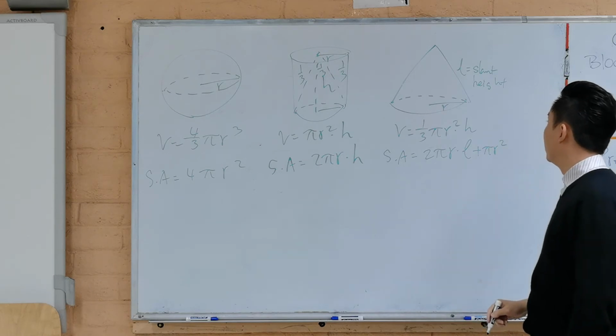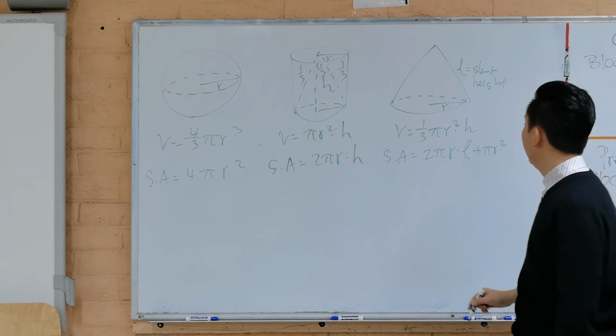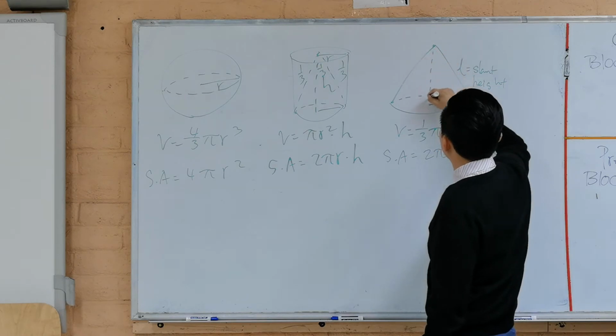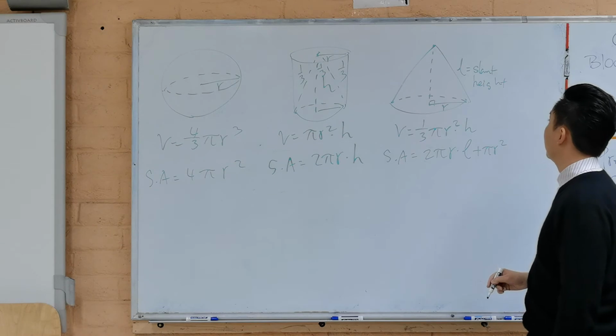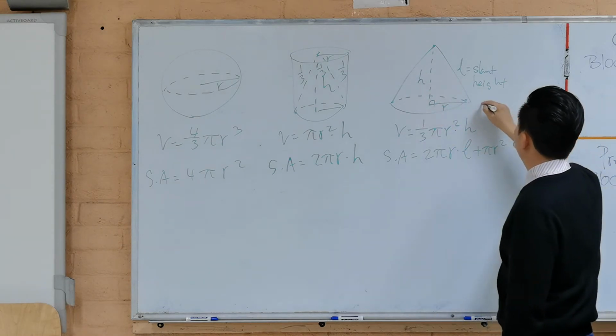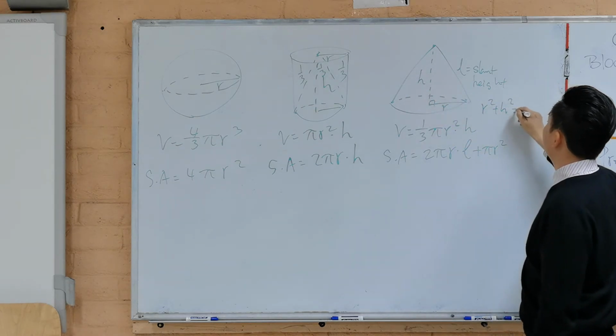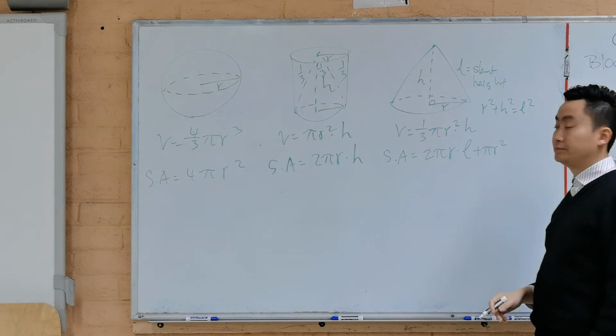Okay, so with this one you've got to be a little bit careful with the slant height. Normally, if that's not given, guess what we can do? We can use the Pythagorean theorem to find the slant height. So that means r squared plus h squared equals l squared. Okay?